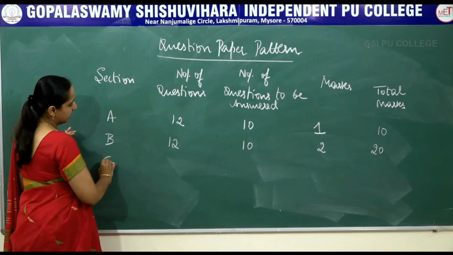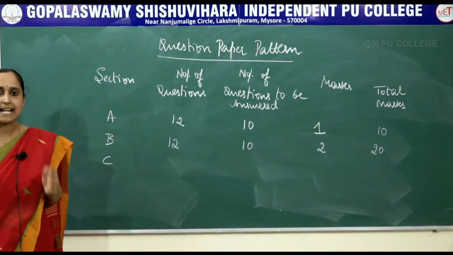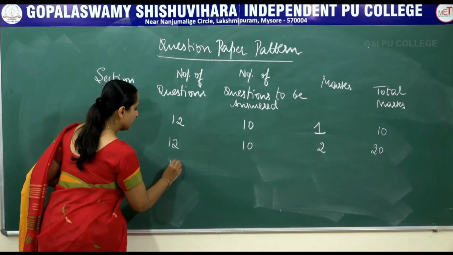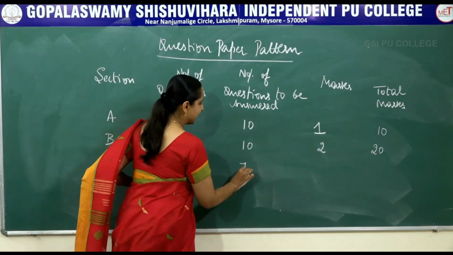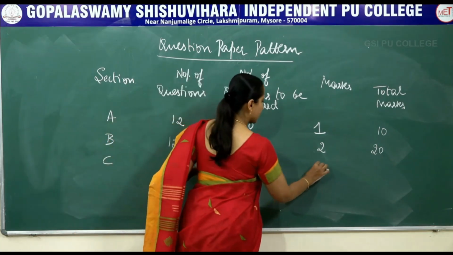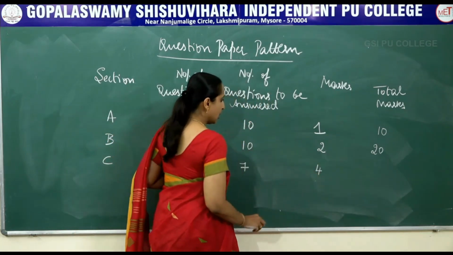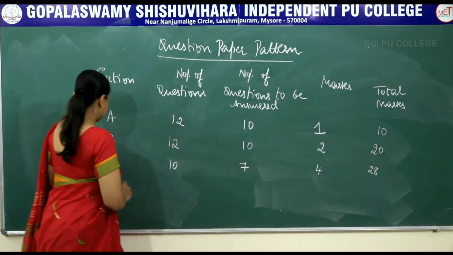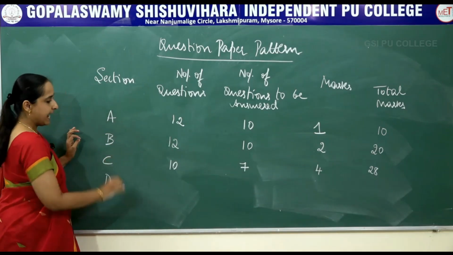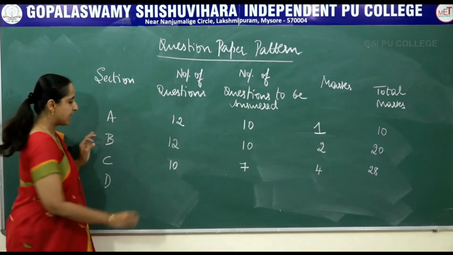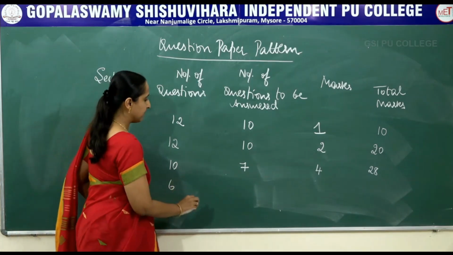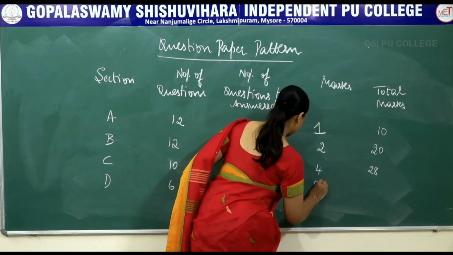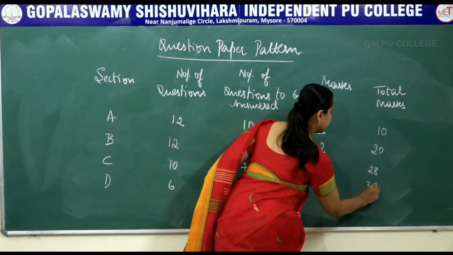Section C is basically a 4 marks question. 10 questions will be given, out of which you have to answer any 7. Each question carries 4 marks, so it comes to 28. Section D is 8 marks question. 6 questions will be given, out of which you have to answer any 4. Each question carries 8 marks, so 8 4s are 32.